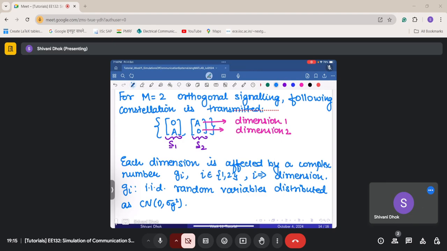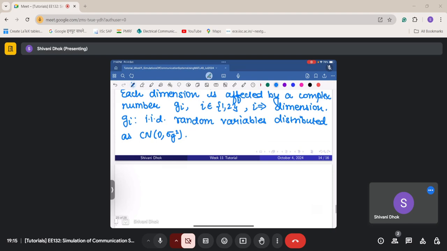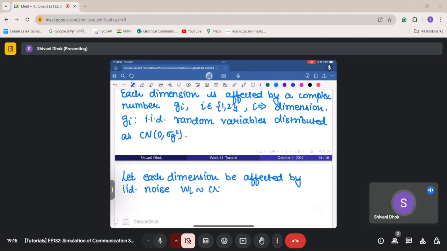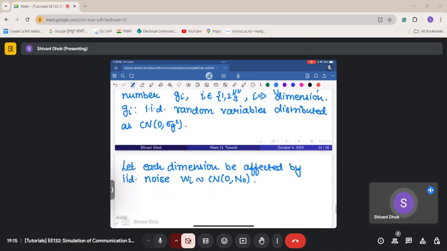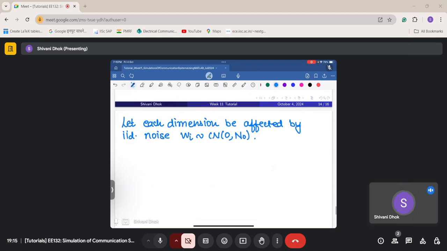And another thing that we will consider is, let each dimension be affected by noise, or IID noise Wi, which is distributed again Cn 0 comma n naught. What does Cn mean? Cn means circularly symmetric complex Gaussian. Okay, so we have these two things and we have the noise Wi, that is W1 and W2.